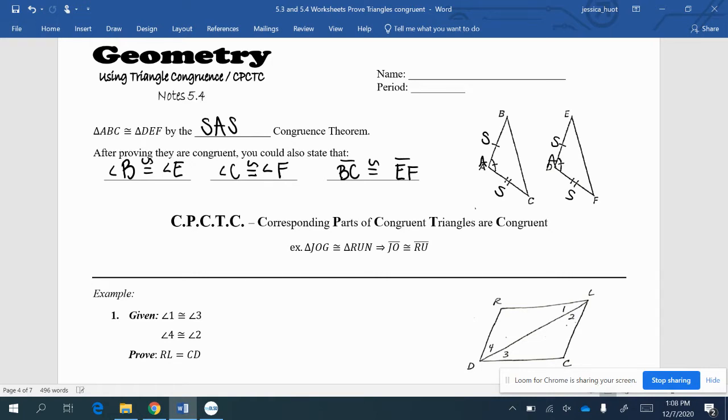And that's true using CPCTC, which stands for corresponding parts of congruent triangles are congruent. So for example, if I know that two triangles are congruent, then JO would be congruent to RU.